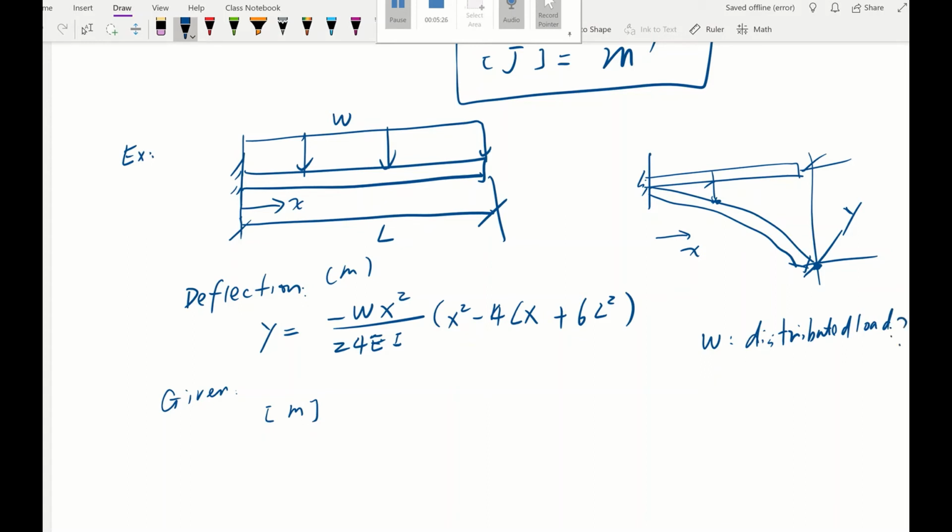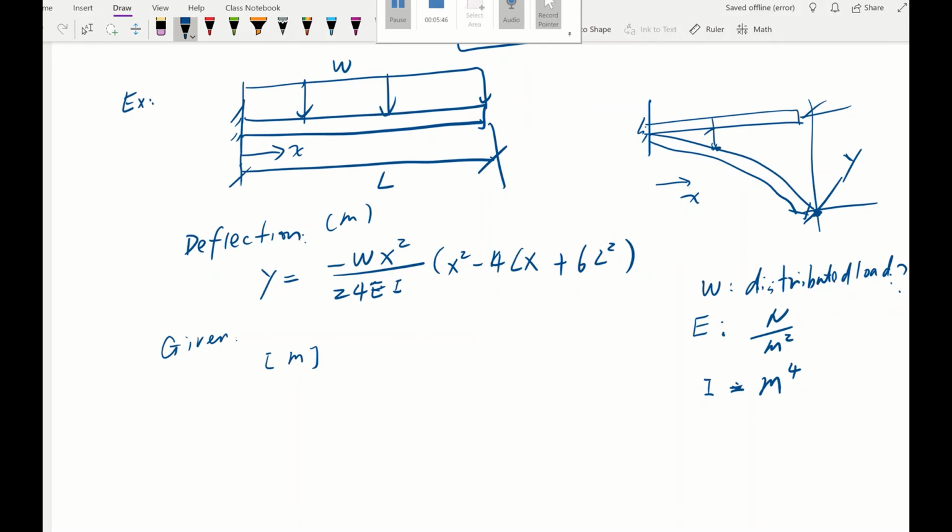So that's a question mark. And this E is the elastic modulus. It's going to have a unit of Newton per meter square. And I is the moment of inertia, or the second moment of area, you can call it that as well. It's going to have a unit of meter to the power fourth. And X is the distance from the support. So that's going to have a unit of meter. Then L, the length of the beam, is also going to have a unit of meter.